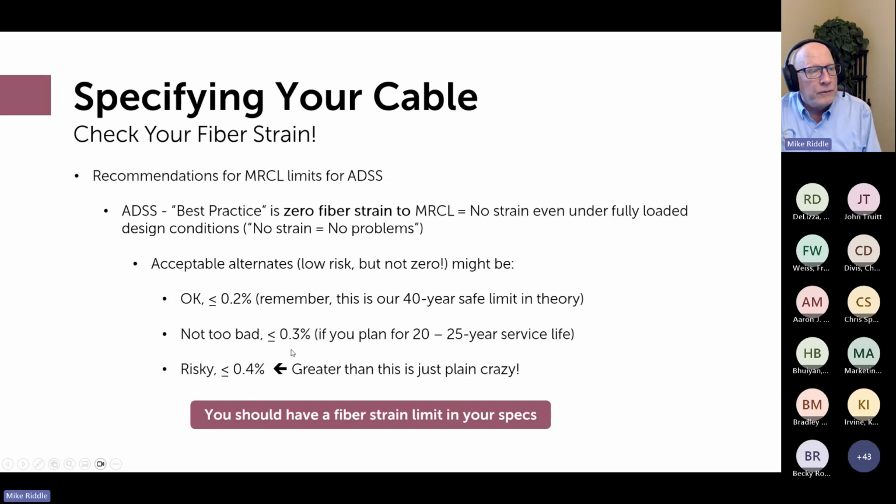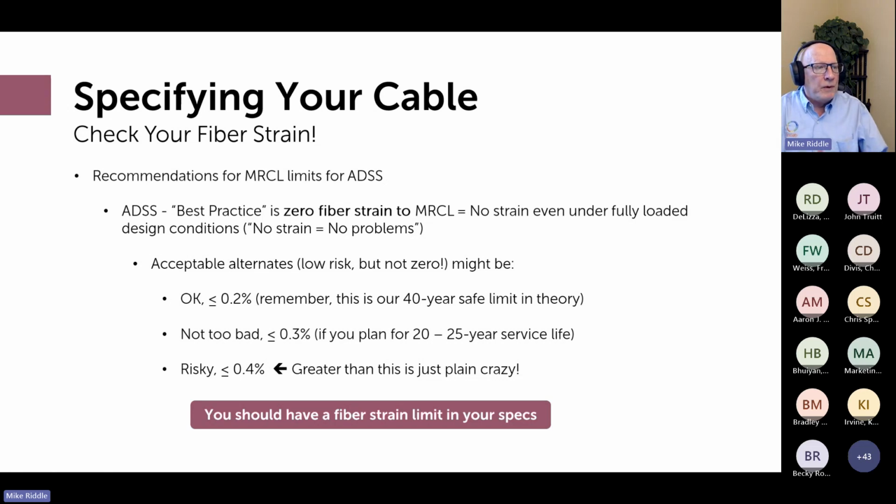Not too bad. You could go higher because, again, with ADSS, you're not necessarily wanting 40 years. So 0.3, yeah, okay. Above that, though, I think it's risky. I've seen cables that are obviously designed for about 0.4%. Now, remember, this is only when there are heavy ice and wind loading conditions. So it's not 24/7, 365. It's some subset of that.